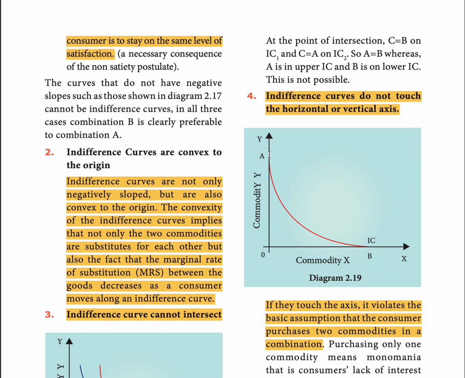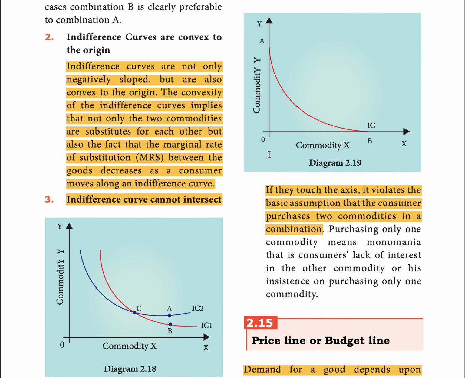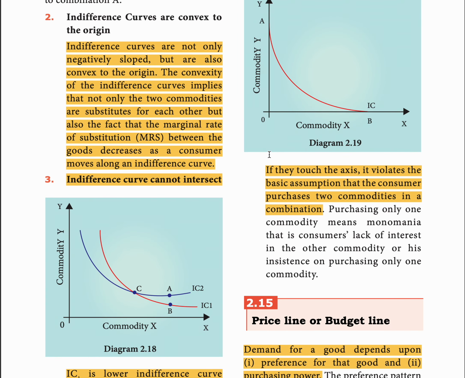Indifference curves are convex to the origin. So friends, indifference curves are not only negatively sloped but are also convex to the origin. The convexity of the indifference curve implies not only that two commodities are substitutes for each other, but also that the marginal rate of substitution between goods decreases as a consumer moves along an indifference curve, right?